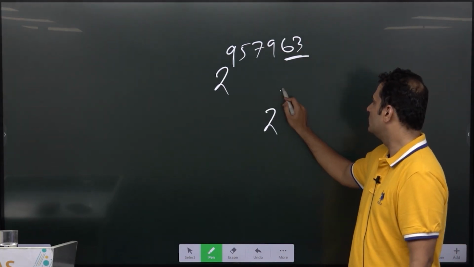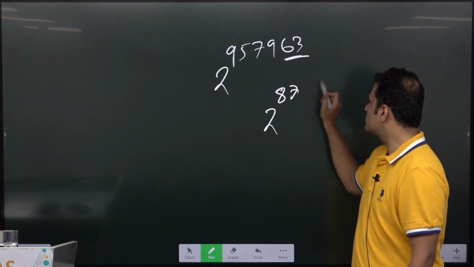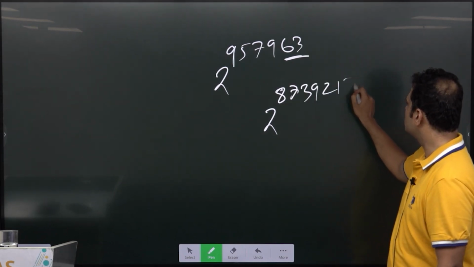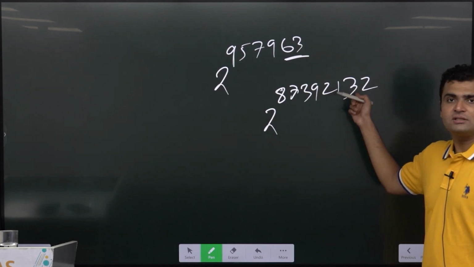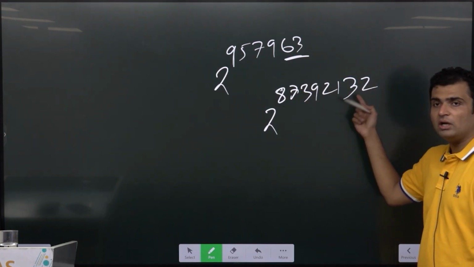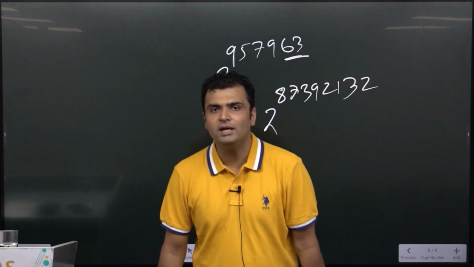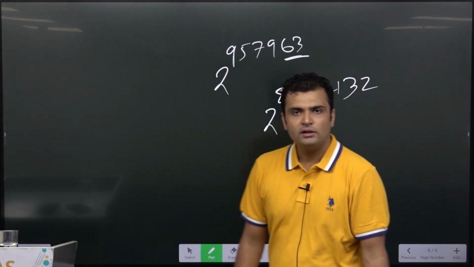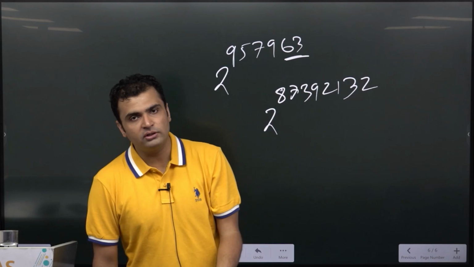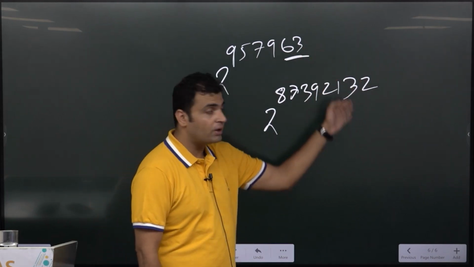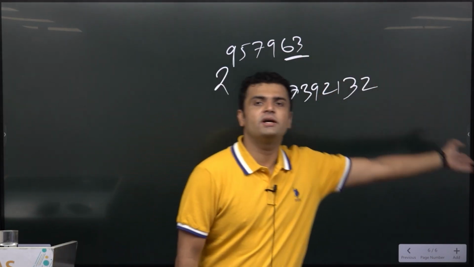2 raised to 873921332. Last two digits 32. If you divide this number by 4, remainder would be 0. Last digit would be 6. It is as simple as that. You just have to divide power by 4, find out the remainder, and according to the repeated pattern, see where that remainder fits.